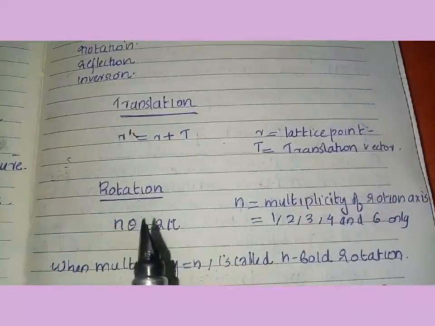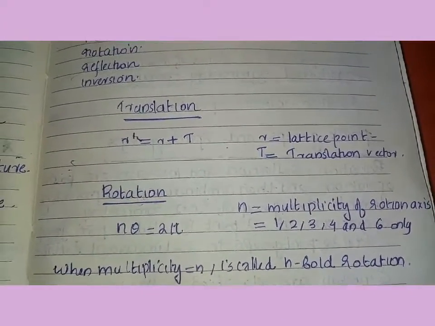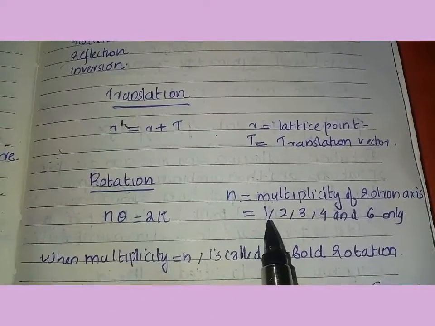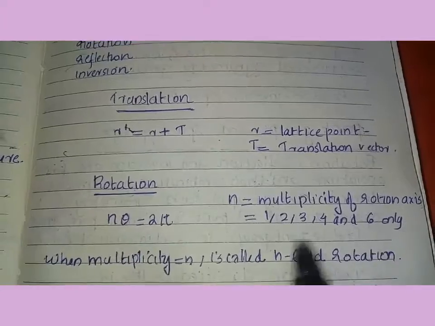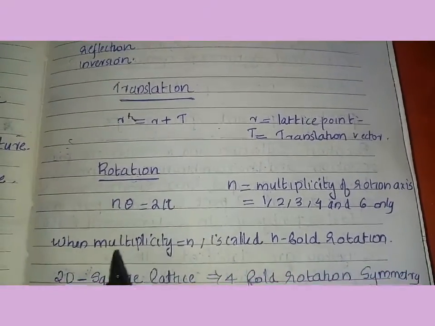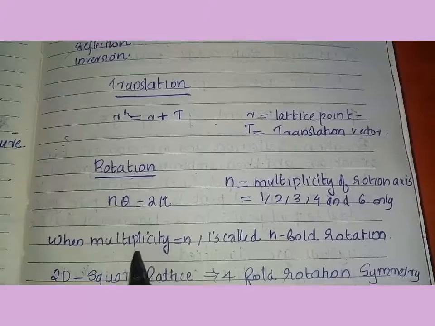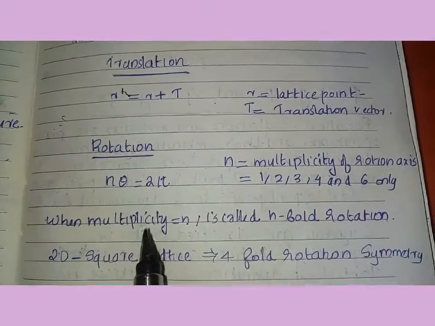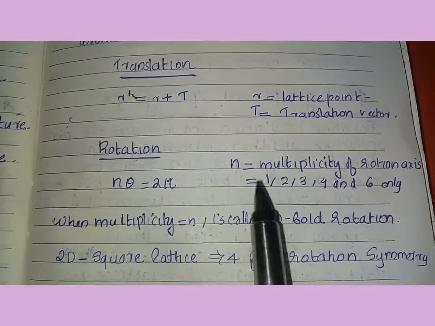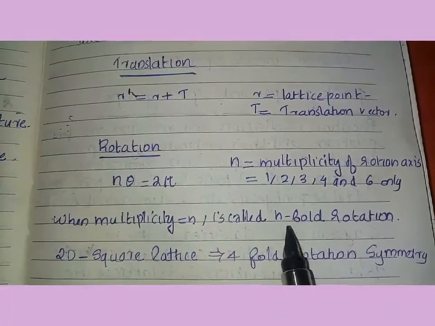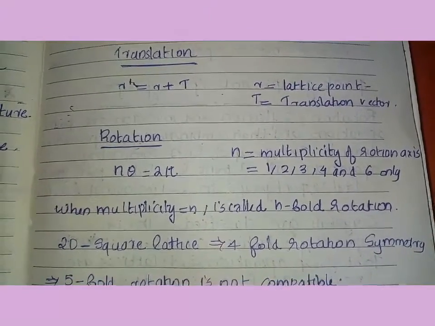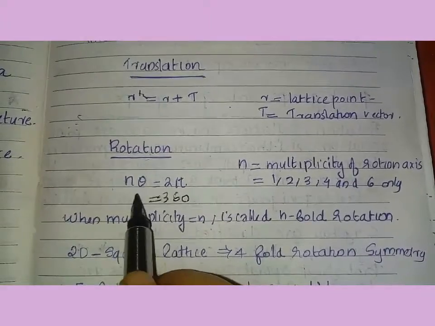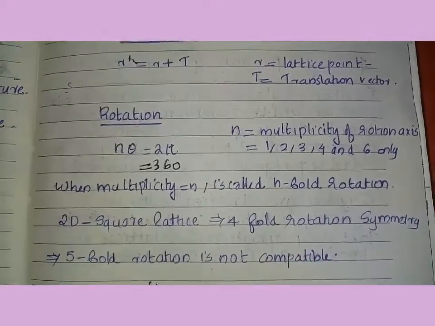Rotation: nθ = 2π, where n is the multiplicity of the rotation axis. Only 1, 2, 3, 4 and 6 rotations exist. When the multiplicity is n, we call them n-fold rotations. If n = 2, the rotation is known as two-fold rotation. You know that 2π means 360 degrees. If n = 2, θ = 180 degrees, and so on.